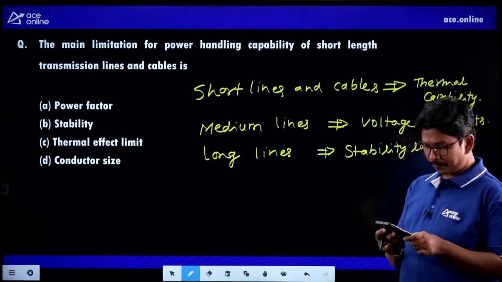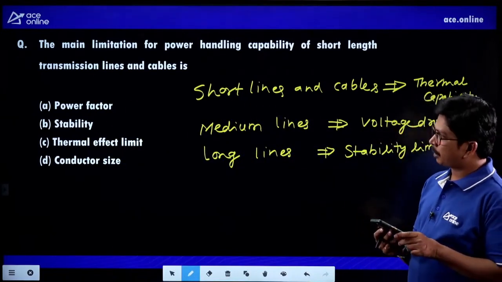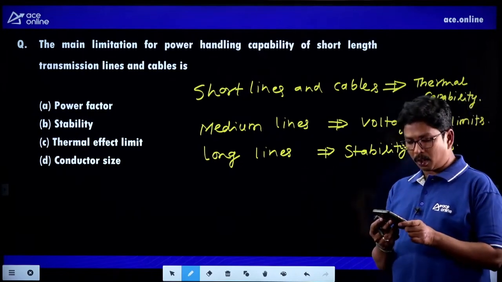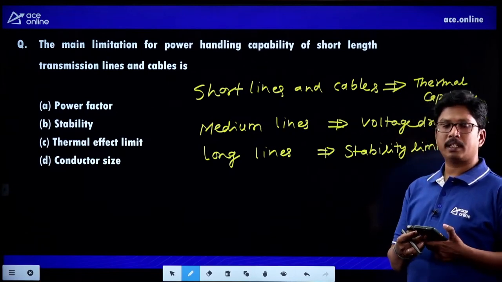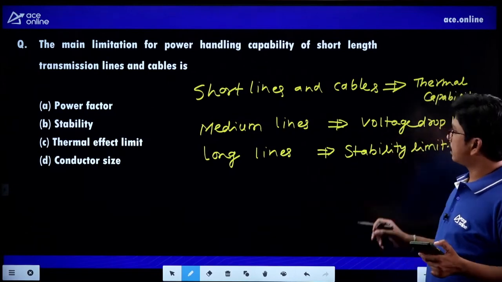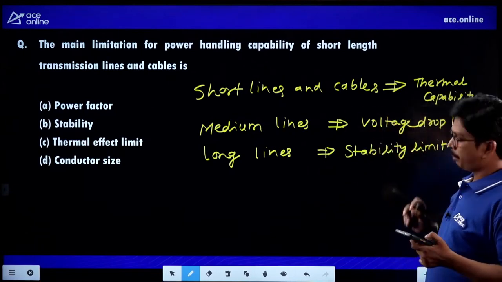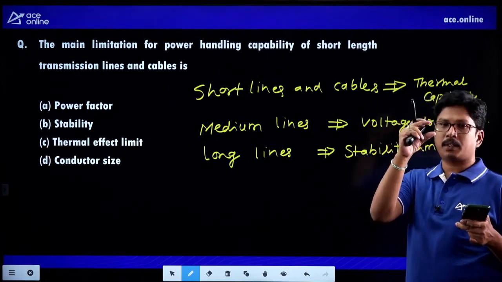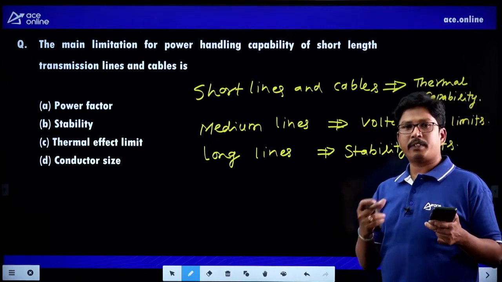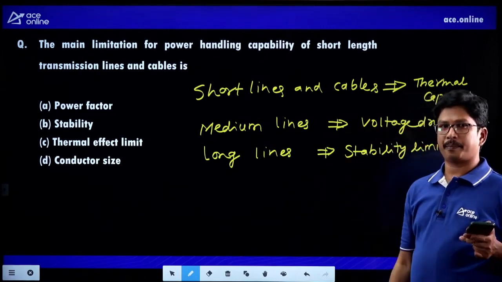Very good. Stability for long. So Harikrishna, it's not option B. Option B is for long line. Please check it. And for medium line, it will be voltage drop. For short transmission lines and cables, it will be thermal capabilities, as the size of conductor is very small in case of short transmission lines. And in case of cables, we are having the insulation.